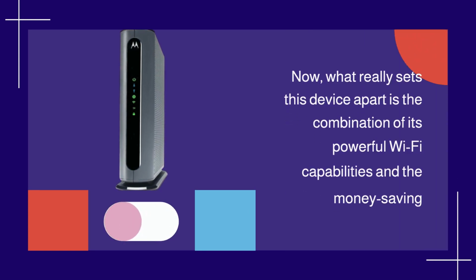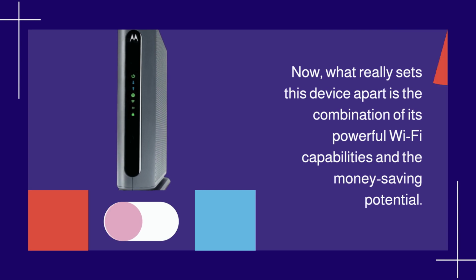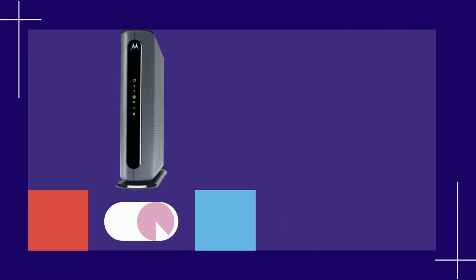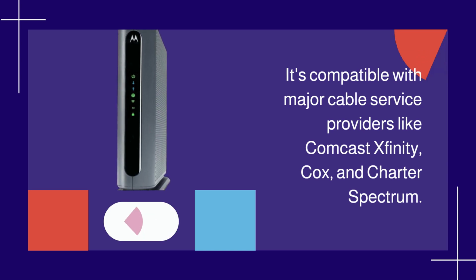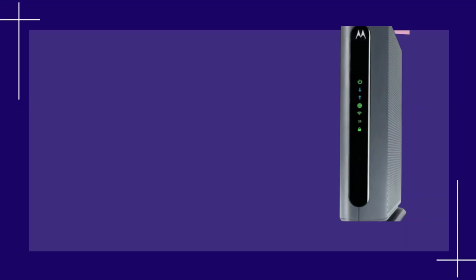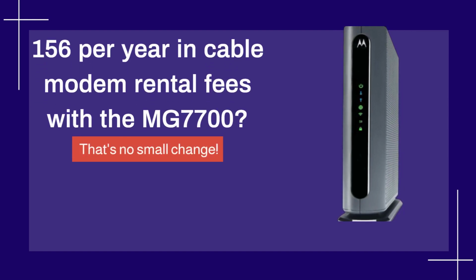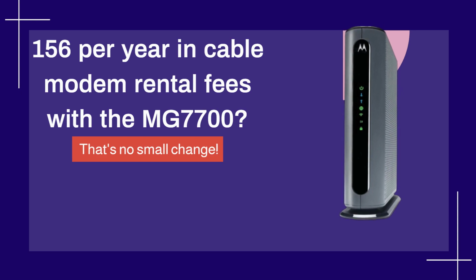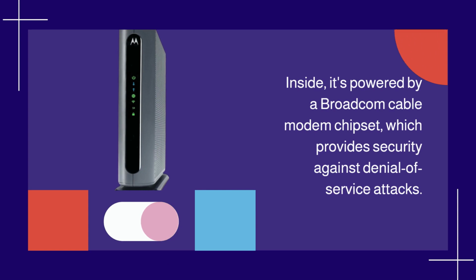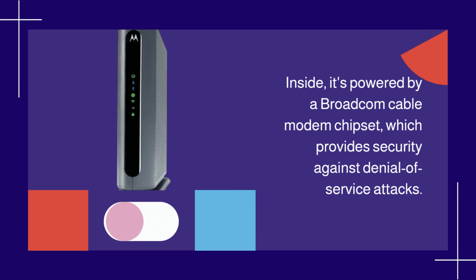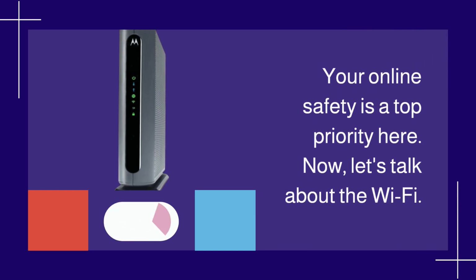Now, what really sets this device apart is the combination of its powerful Wi-Fi capabilities and the money-saving potential. It's compatible with major cable service providers like Comcast Xfinity, Cox, and Charter Spectrum. Imagine saving $156 per year in cable modem rental fees with the MG7700? That's no small change. Inside, it's powered by a Broadcom cable modem chipset, which provides security against denial of service attacks. Your online safety is a top priority here.